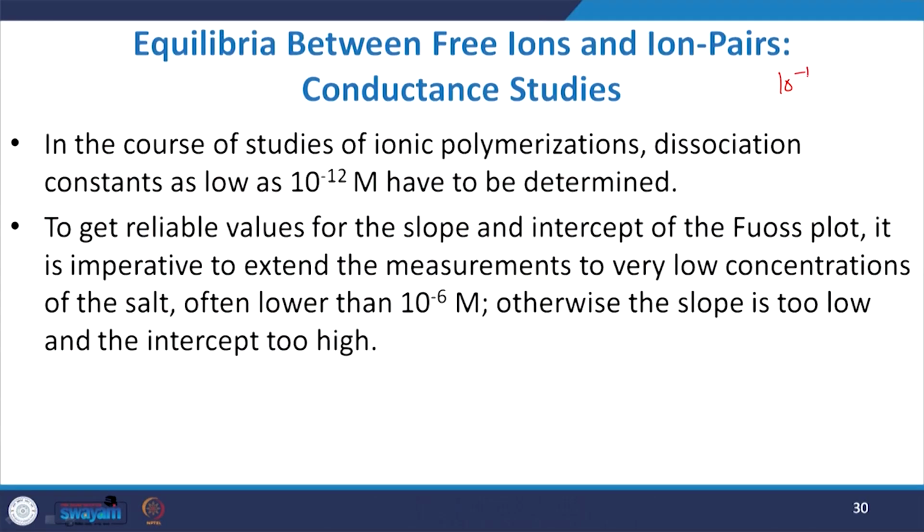In the course of studies of ionic polymerization, the dissociation constant is usually kept low, around 10 to the power minus 12 M. This needs to be determined. To get reliable values for the slope and intercept of this plot, it is imperative to extend the measurement to a very low concentration of the salt, often lower than 10 to the power minus 6 M. Otherwise, the slope is too low and the intercept too high.